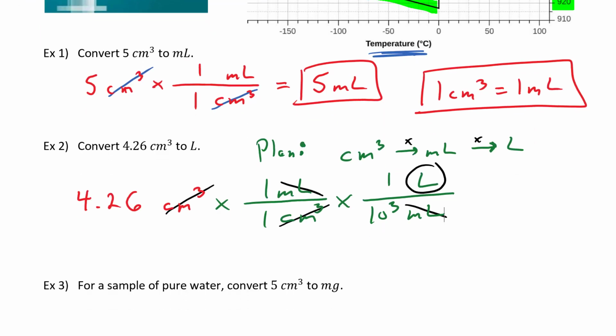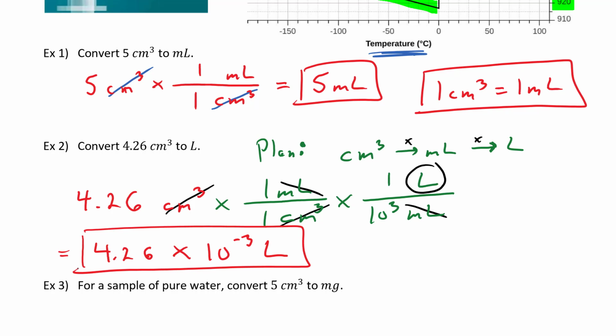Let's now work this out. 4.26 times 1 over 1 is just 1, times 10 to the minus 3 liters. This is improper scientific notation. Therefore, that is the final answer. So understanding that 1 mil is 1 cubic centimeter, we can switch between cubic centimeters and milliliters or liters.